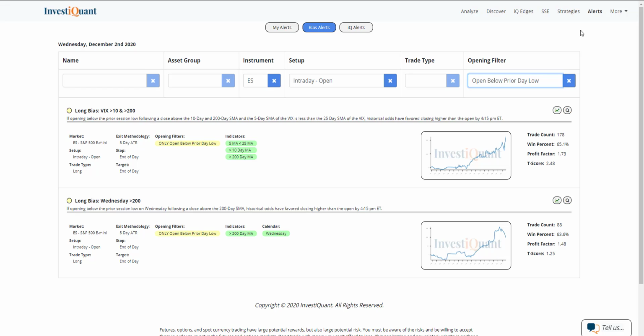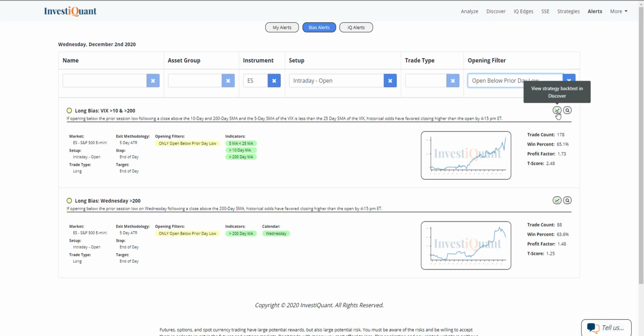It's based upon a pattern of falling volatility in a bull market and then opening below the prior day low. I'm going to go ahead and click on it here. It's already built out in the bias alerts, so all you've got to do is click on the view strategy backtest in Discover, and this will load this study right into your Discover platform, and then you can dig into it on your own as you wish.